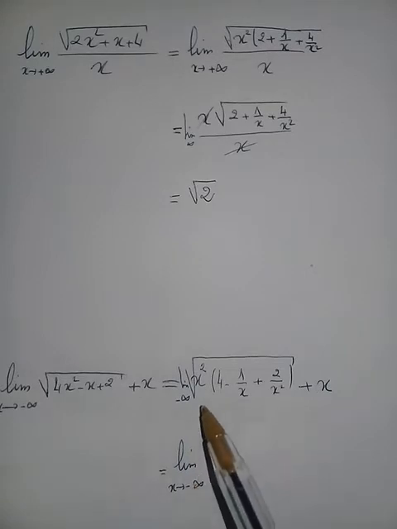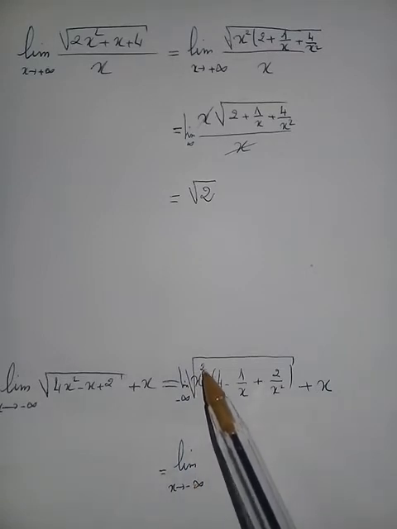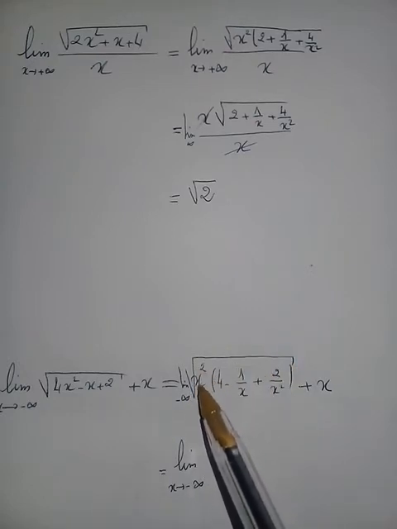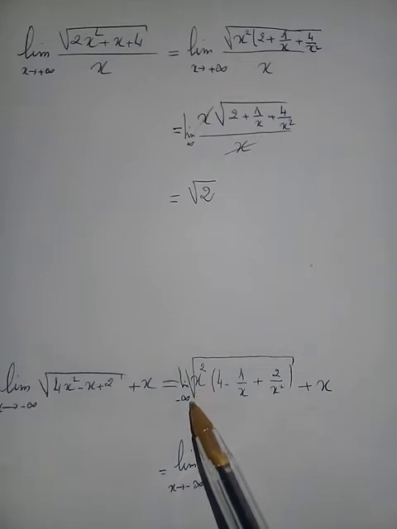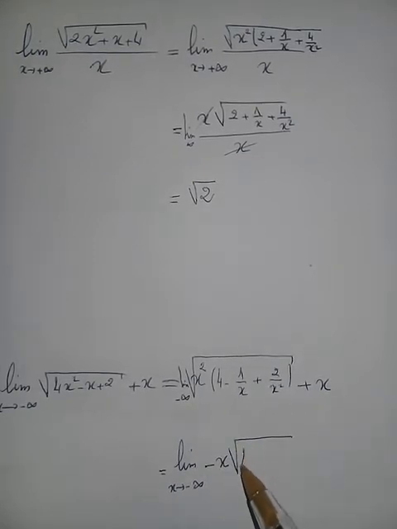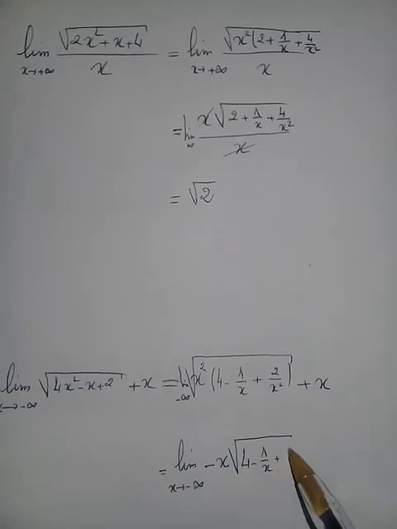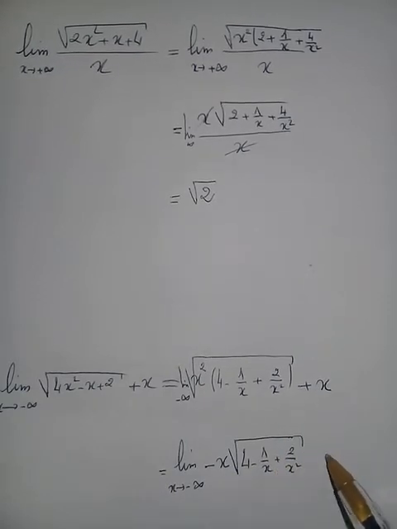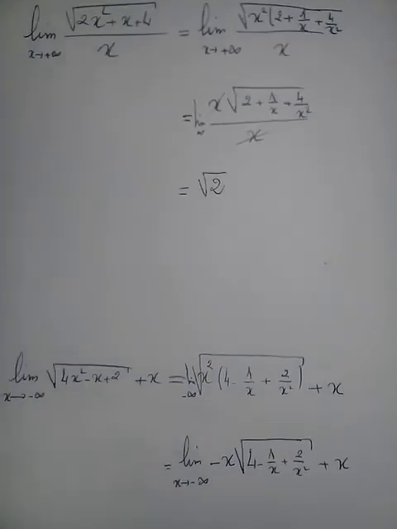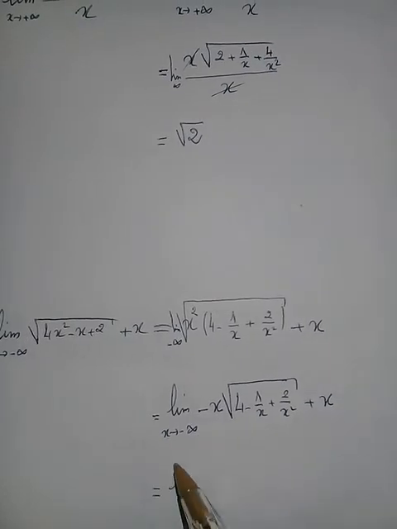Now we have to be careful taking x squared out. So it's minus x because x is negative. So it's minus x times the square root of 4 minus 1 over x plus 2 over x squared, plus x. And it's the limit at negative infinity.